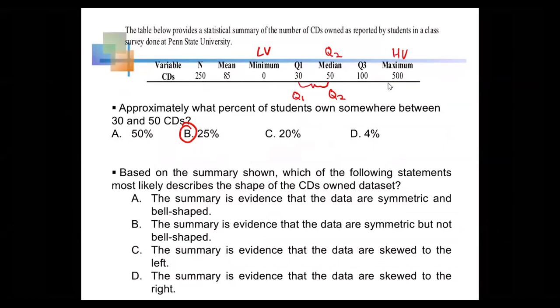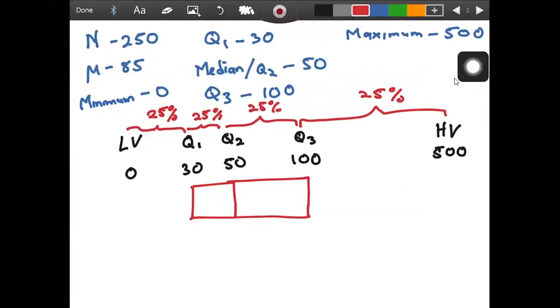Okay, second one. Based on the summary shown, which of the following statements most likely describes the shape of the distribution? So we are now looking at a measure of skewness, or measure of the shape of the data. A, the summary is evidence that the data are symmetric and bell-shaped. B, the summary is evidence that data are symmetric but not bell-shaped. C, the summary is evidence that the data is skewed to the left, or D, skewed to the right. Let's look at the example.